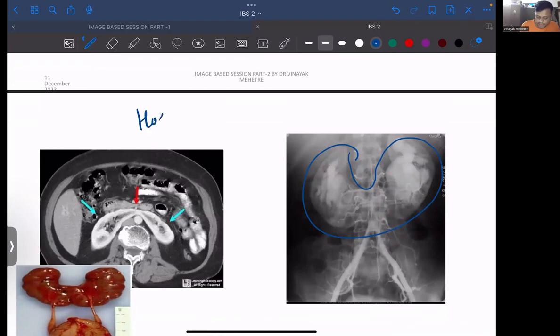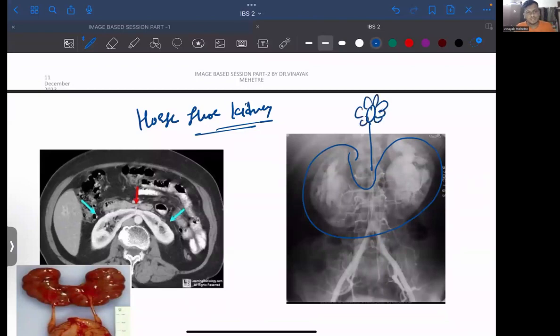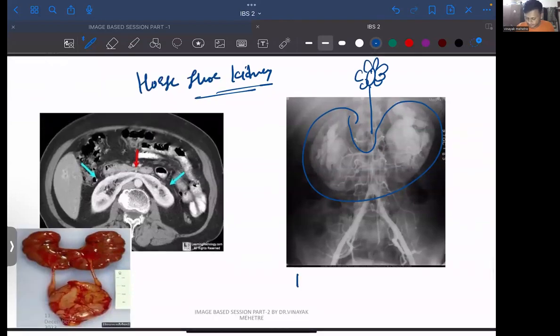Horseshoe kidney. Correct. Horseshoe kidney. This is called as flower vase appearance. Okay. गमला है ना, जिसमें हम फूल लगाते हैं उसको क्या बोलते हैं? वेज. वेज का मतलब होता है गमला. फ्लावर वेज अपीयरेंस. What happens in horseshoe kidney? The lower poles of kidney will be attached.